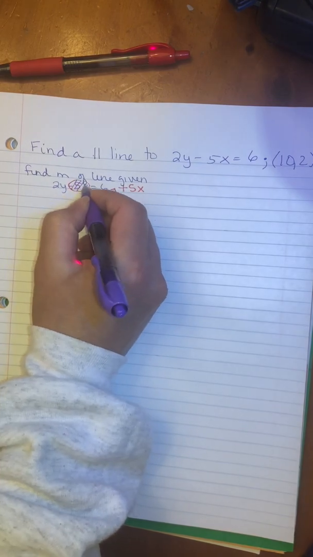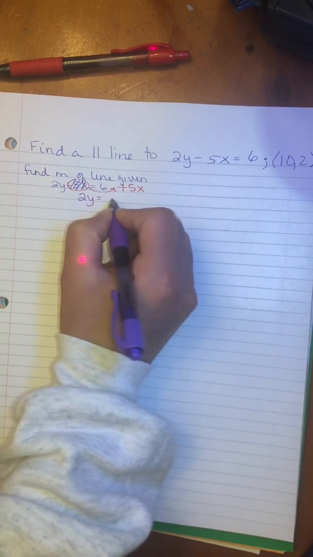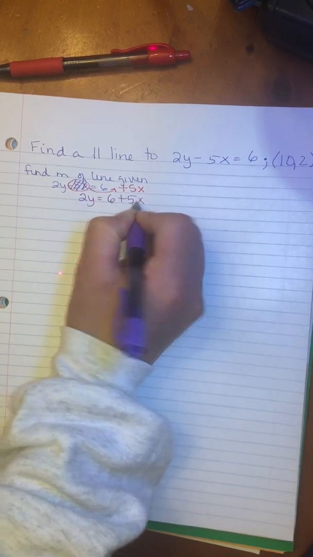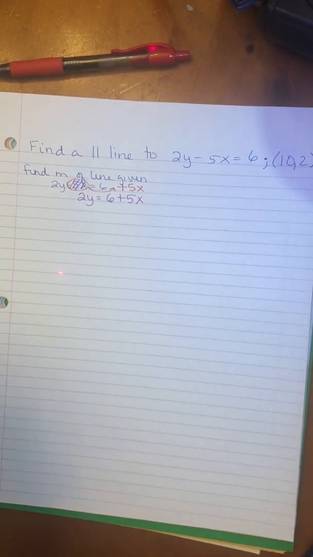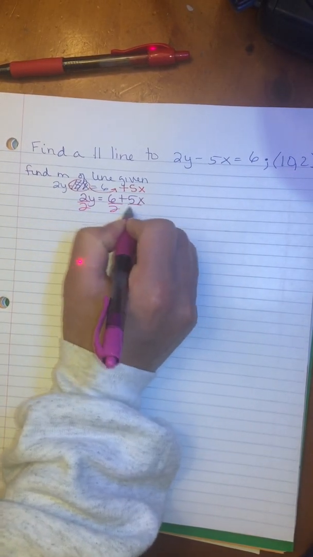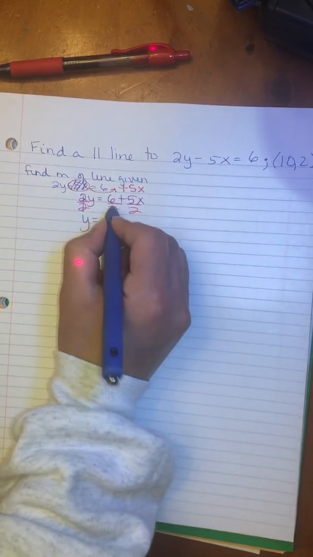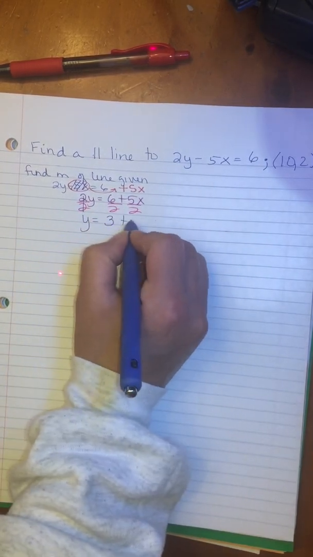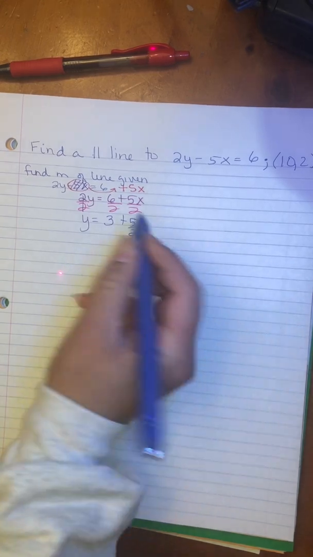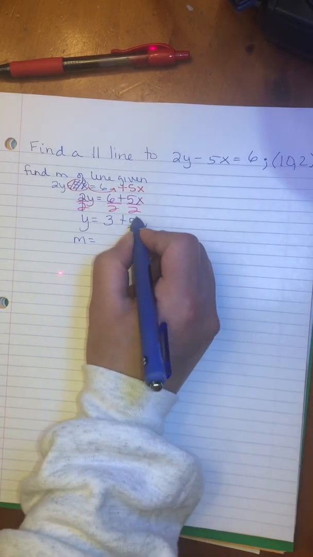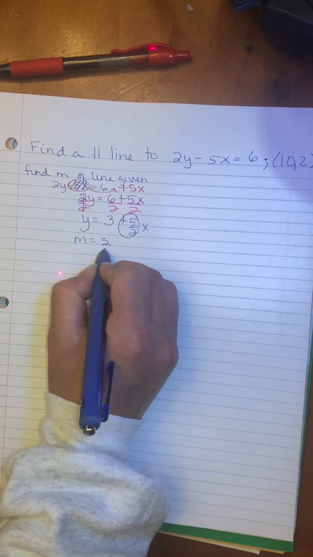Then it's no longer here. So now you'll have 2y equals 6 plus 5x. And then divide everybody by that 2. And you'll end up with y equals 6 divided by 2 is 3. And then 5/2 is going to stay 5/2. Now I can tell you that the slope of the line given was 5/2.